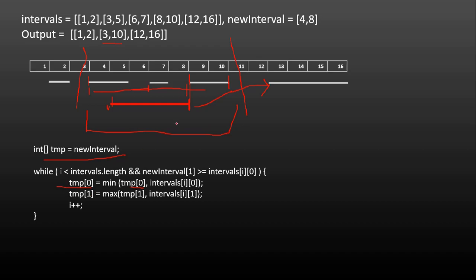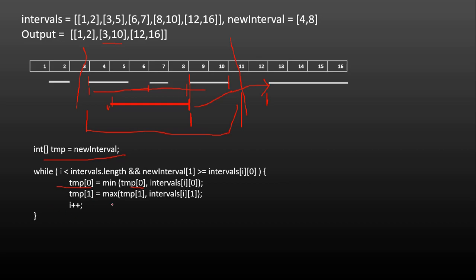Similarly, temp of 1 will store the max of the end ranges of all the intervals that are overlapping with my new interval. Okay, and this loop will end here in this case, because even though I is less than intervals dot length, new interval of 1, the end range that I have, is not greater than the start range of my next interval, which is this one in this case. So at that point this loop will end.